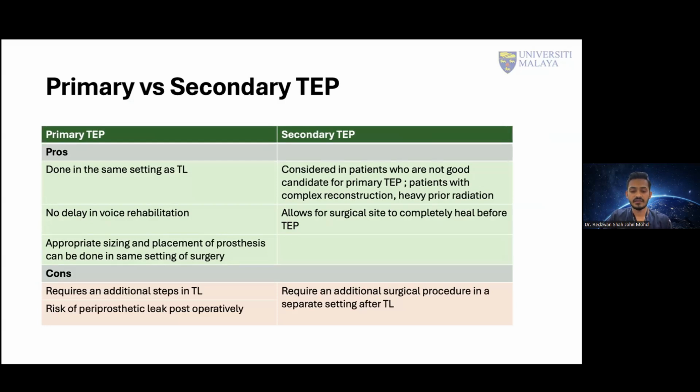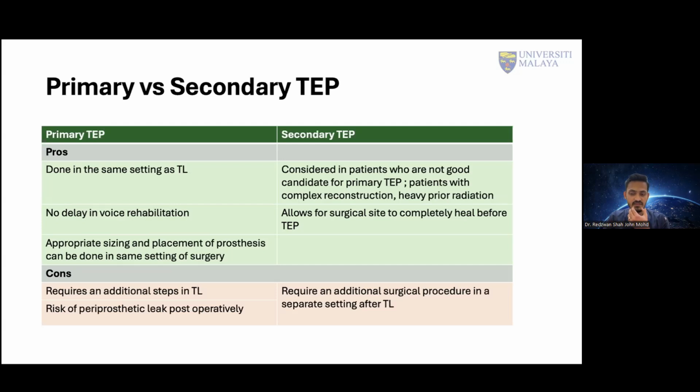And the downside of it is that it requires additional steps in a total laryngectomy, and there's a risk of periprosthetic leak post-operatively. Usually patients who underwent total laryngectomy have to go through post-operative radiotherapy. After post-operative radiotherapy, due to the effects of radiotherapy, the muscles and the mucosa can undergo fibrosis, which then results in a periprosthetic leak around the prosthesis due to the contraction of the mucosa. So that's one of the downsides of doing a primary TEP.